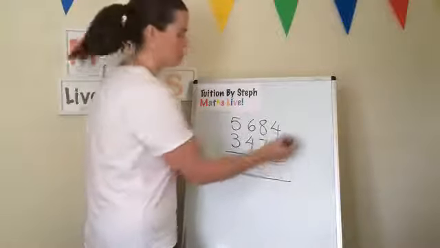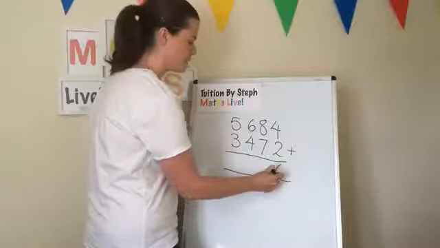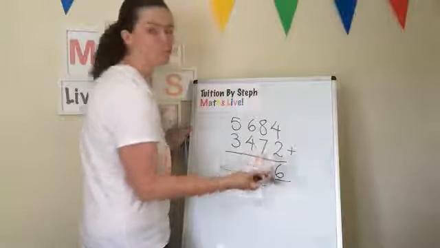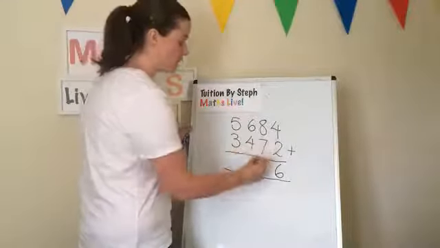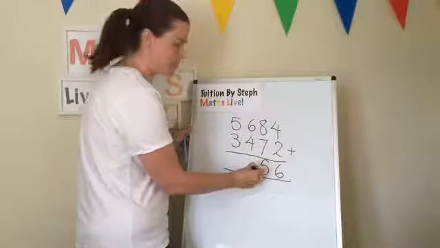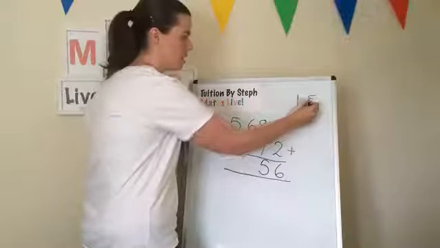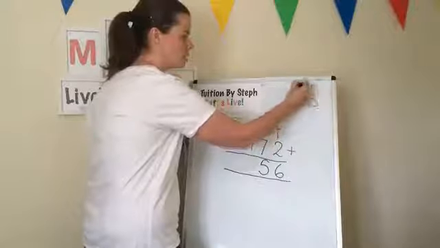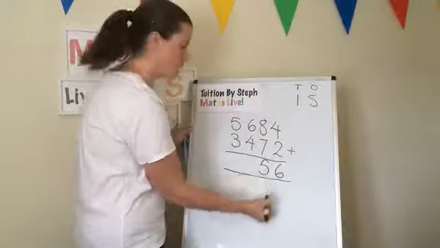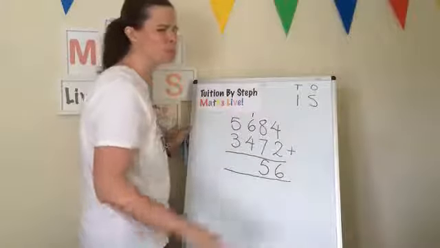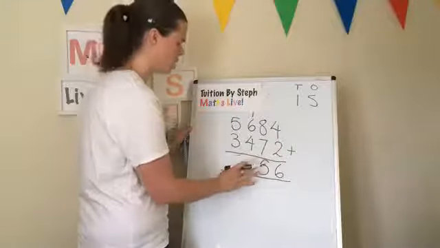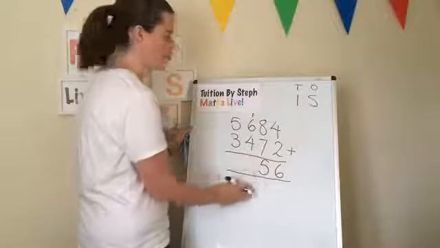So 4, 5, 6. Easy. 8 and 7. Right, we're going to have to regroup here, okay? So that's 15. So your 5 goes there. If you split your 15, your 1s and your 10s, the 1 stays in that column and the 1 goes across. I'm going to put it here for now because there'll be people saying, oh, I always put it on top. Steph, will you do it when it's on top? Yeah, of course I will. I'll show you that. Don't always have to do my method.